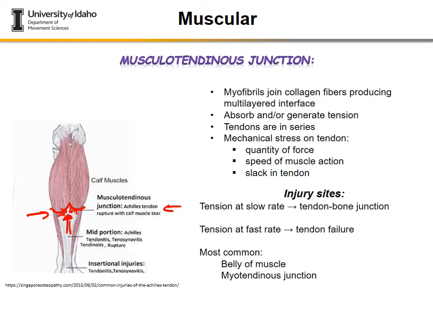Furthermore, this is a location of quite a few injury sites, and that's because of the concept between the muscle belly and the musculotendinous junction. Those are two locations depending on how fast the rate is. If it's a slower rate, it's the tendon bone junction. If the tension is created at a very fast rate, the tendon tends to fail first, right? So if it's a slower rate, the tendon bone junction. If there's tension at a fast rate, it's going to be at the tendon itself, not at the junction.